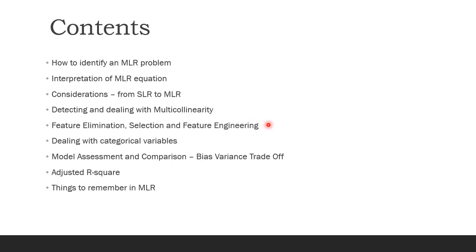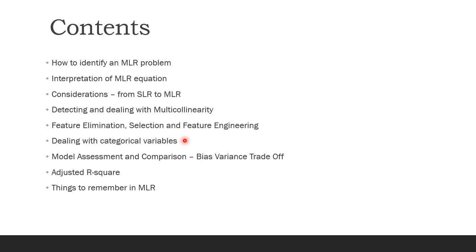Then the very important concept of feature elimination, selection and feature engineering. This deals with the real life problem wherein we have too many predictor variables or independent variables using which we need to find a model to predict our target variable. So we have to tune down, or finalize on a certain set of features which will be included in our model rather than going with all the tens or hundreds of variables that are available in everyday life with large data sets. And how to deal with categorical variables.